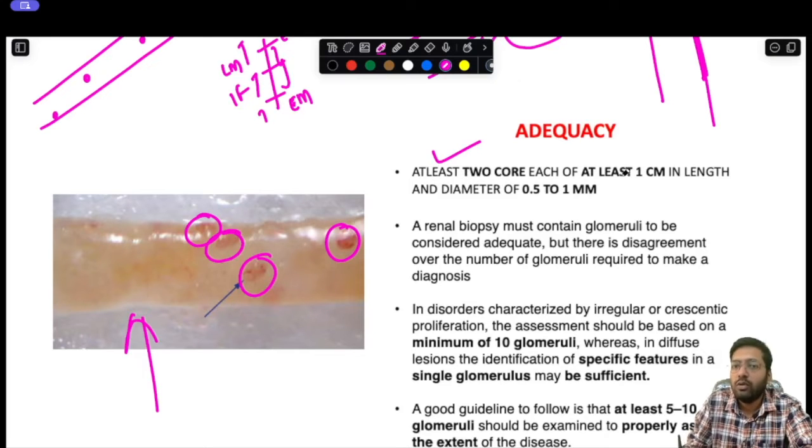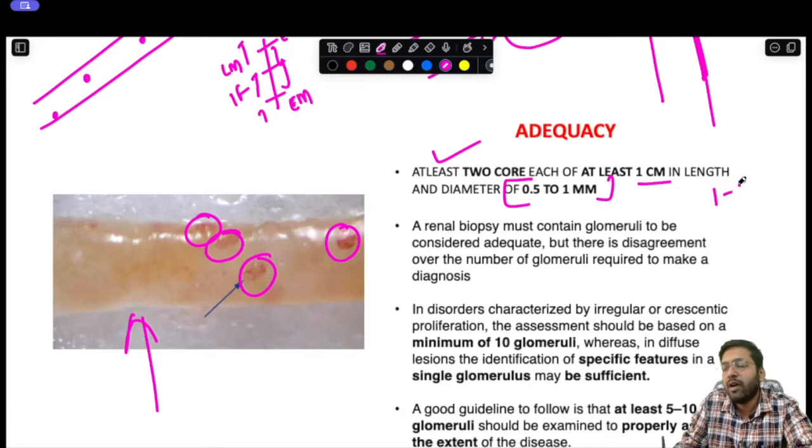At least two cores, each of at least 1 centimeter in length and diameter of 0.5 to 1 mm. Some texts are also saying it should be between 1 to 1.2 mm as well. So it varies between different institutes. A renal biopsy must contain glomeruli to be considered adequate, but there is a disagreement over the number of glomeruli required to make a diagnosis.